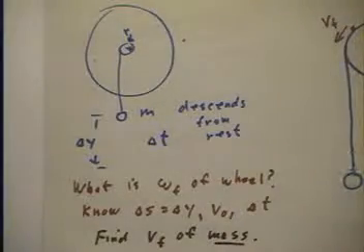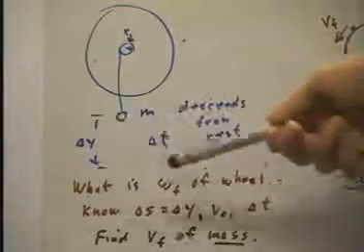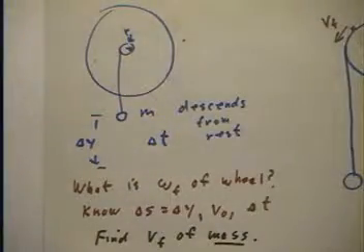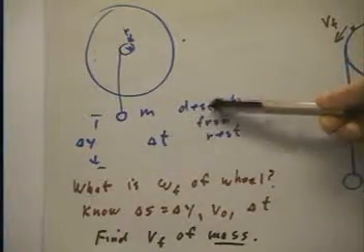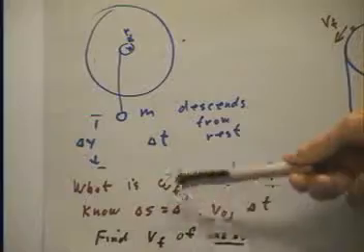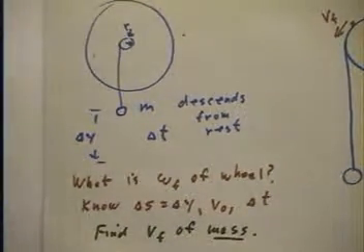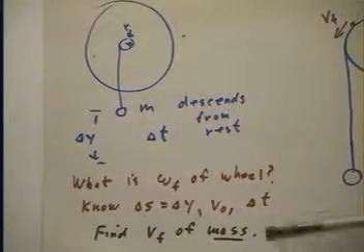What we can answer immediately is what the final velocity of this mass is. And from that and the radius of the axle, we'll be able to get the angular velocity of the wheel. We know that the mass starts from rest. We have an initial velocity, we have a displacement, and we have a delta t. Okay, so we find the final velocity of the mass from these known quantities. And that's very easy.